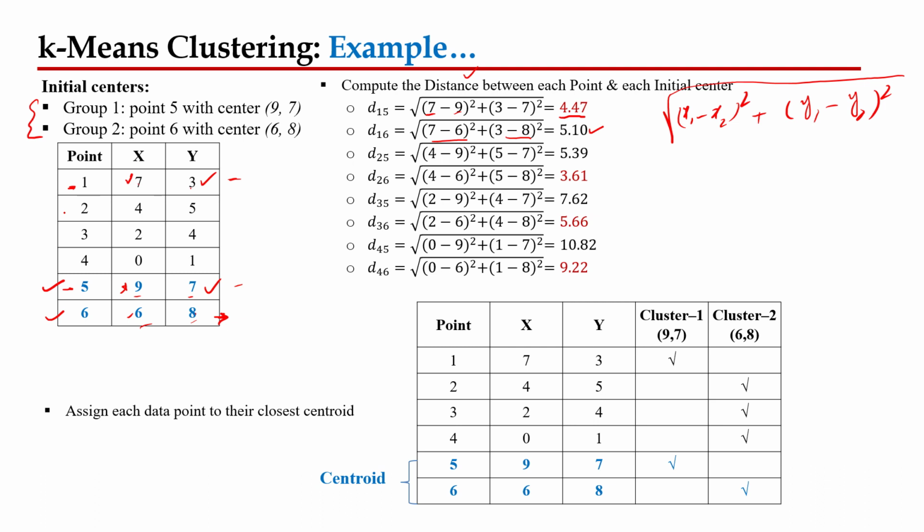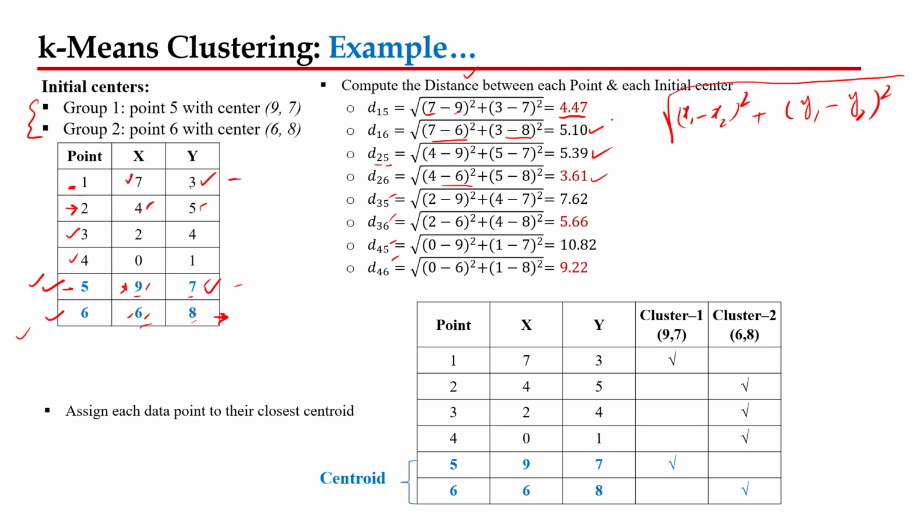Similarly, we are going to calculate the distance from point number 2 to center points 1 and 2. That means point 2 to point 5, which is cluster 1's center point. That is 4 minus 9 squared plus 5 minus 7 squared, taking the square root. This is the value. Then 4 minus 6 squared, then 5 minus 8 squared, taking the square root, that is this one. Similarly, we are going to do point number 3 with 5 and 6, and point number 4 to 5 and 6.